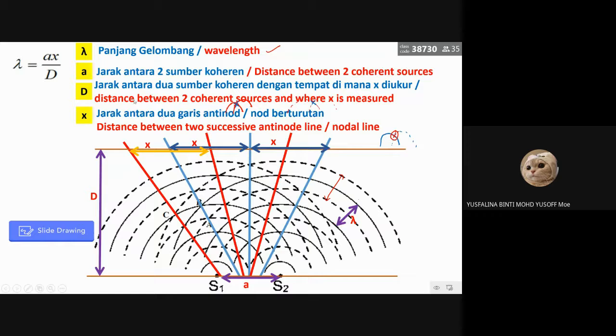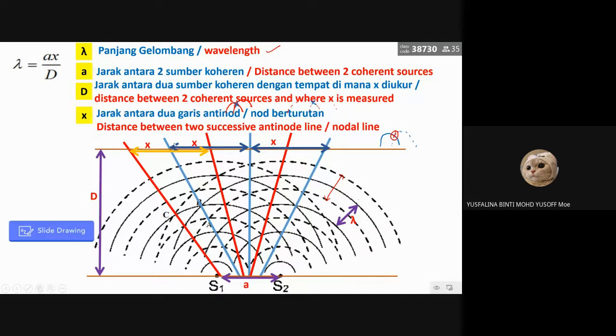Okay, so from one anti-nodal line to another anti-nodal line, let's say the red one to the red one, this is called X. While the blue one is the nodal line. Sorry, the blue one is the anti-nodal line.